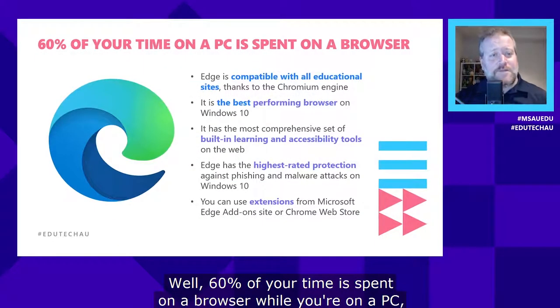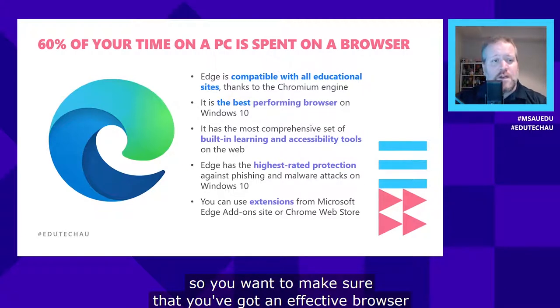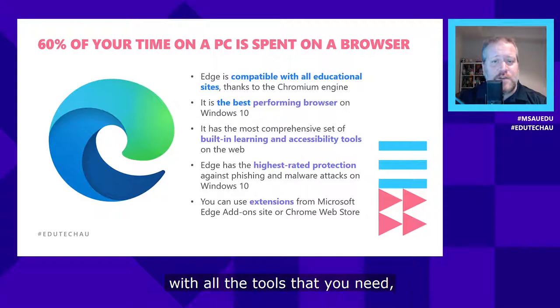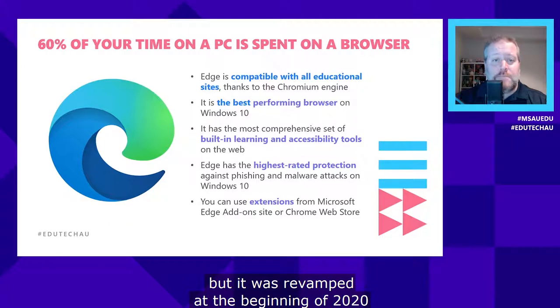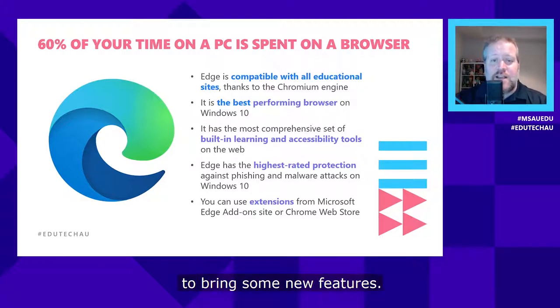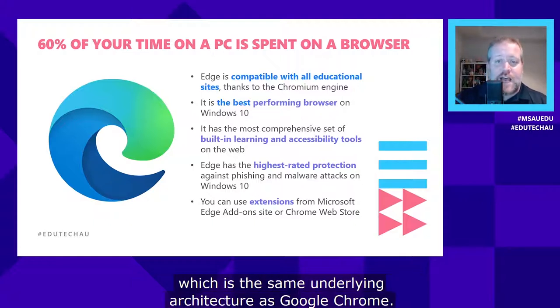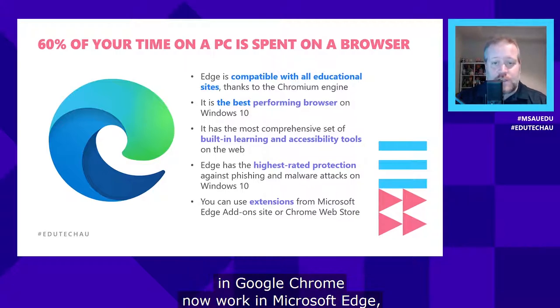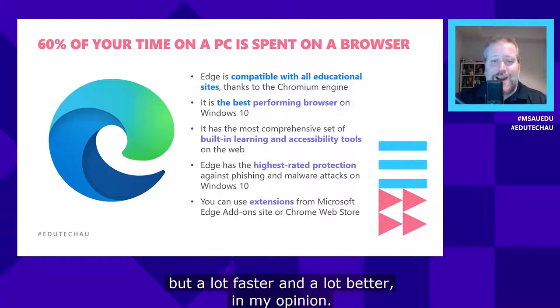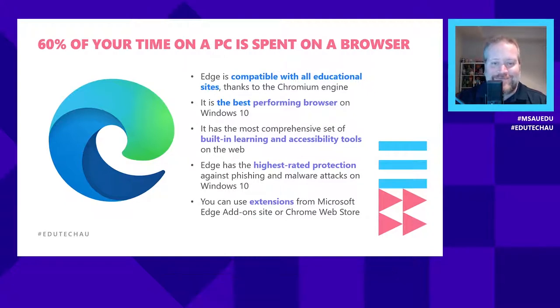Well, 60% of your time is spent on a browser while you're on a PC. So you want to make sure that you've got an effective browser with all the tools that you need. And Microsoft Edge has been around for a while, but it was revamped at the beginning of 2020 to bring some new features. It's now built on the Chromium engine, which is the same underlying architecture as Google Chrome. So all of the things that you may have used in Google Chrome now work in Microsoft Edge, but a lot faster and a lot better, in my opinion.